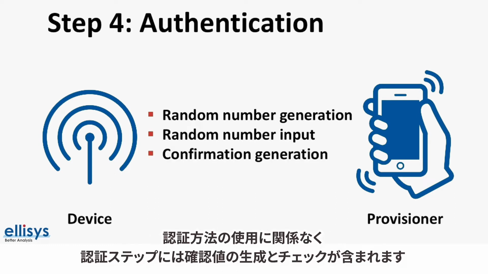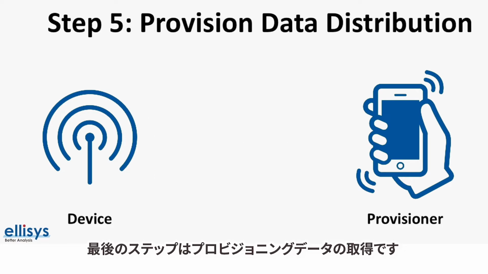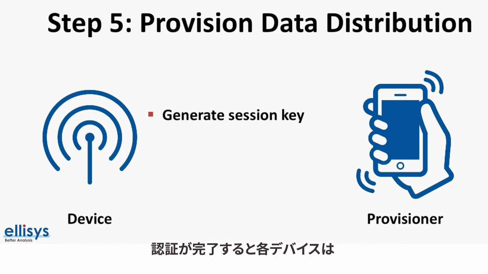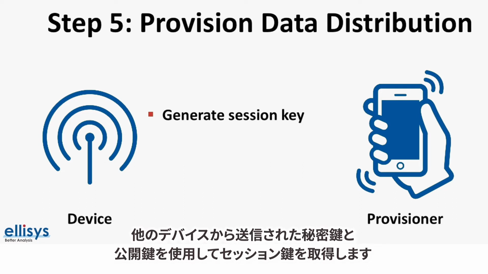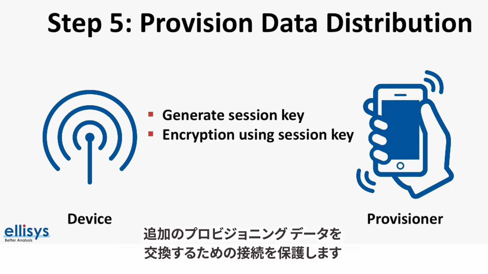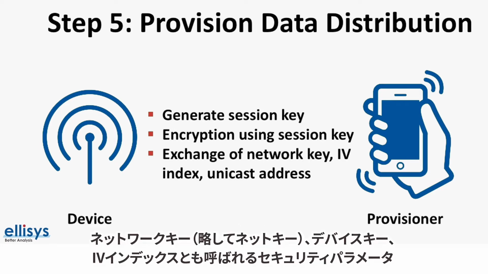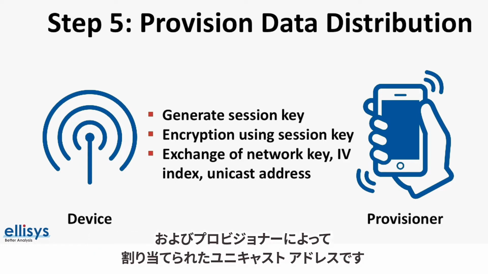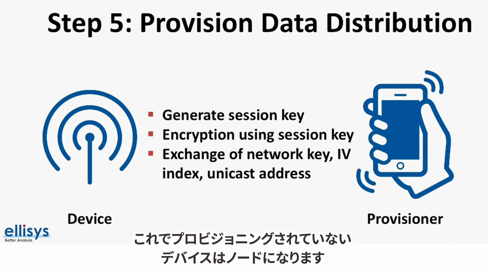Regardless of the authentication method used, the authentication step also includes a confirmation value generation and check. After authentication is complete, each device derives a session key using their private key and the public key sent to it from the other device. The session key is then used to secure the connection for exchange of additional provisioning data. This data includes the network key or net key for short, a device key, a security parameter also known as the IV index, and a unicast address which is allocated by the provisioner. Now the unprovisioned device becomes what's called a node.